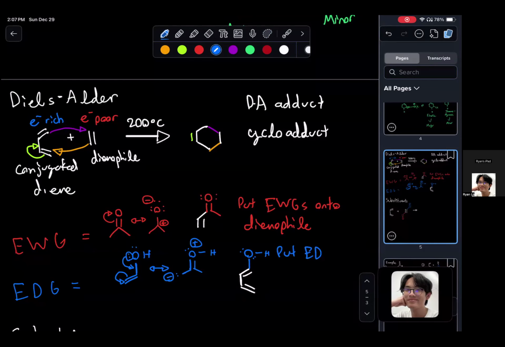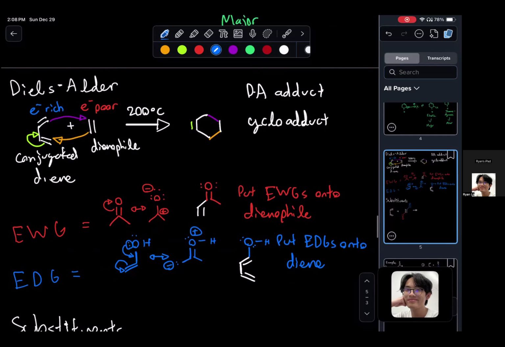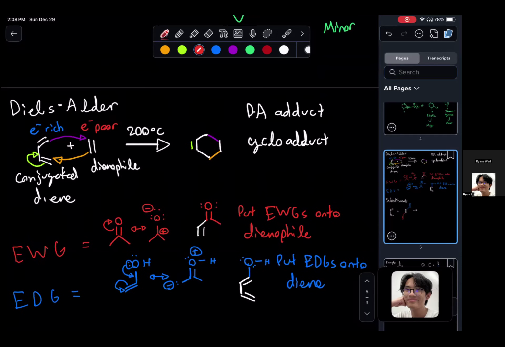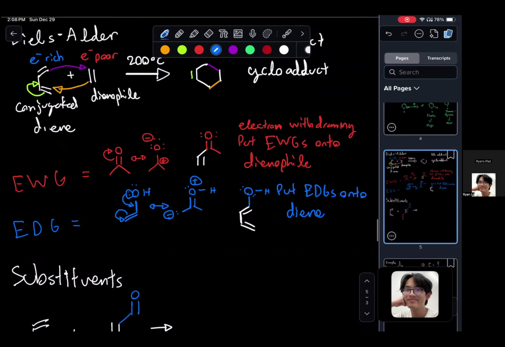Put EDGs onto the diene. So if you put the EDGs onto dienes and EWGs onto dienophiles, then ideally you can help speed up the reaction. If you have both, great for you. But if you have to choose only one, either one is fine. And I probably should have written this out too: EWG, electron withdrawing groups, and blue is going to be electron donating groups.